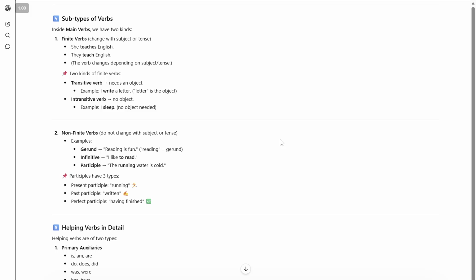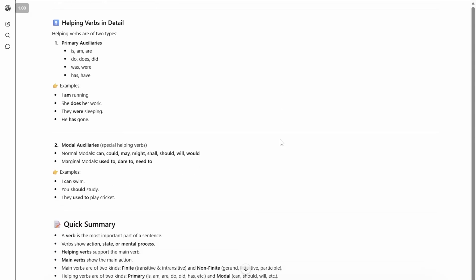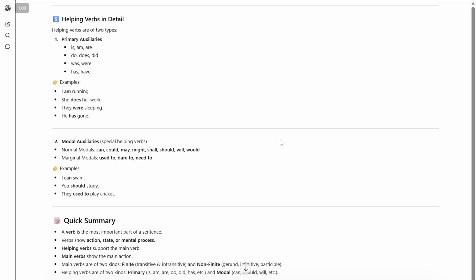Helping verbs in detail. Helping verbs are of two types. One, primary auxiliaries: is, am, are, do, does, did, was, were, has, have. Examples: I am running. She does her work. They were sleeping. He has gone.